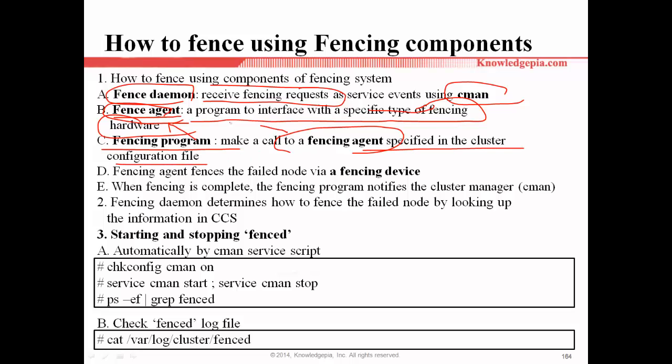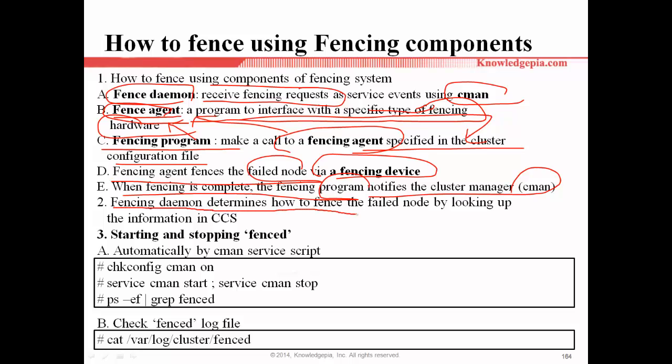Normally, if you select a fencing agent, it will be saved in the cluster configuration file, /etc/cluster/cluster.conf. Then the fencing agent fences the failed node via the fencing device. When the fencing is complete, the fencing program notifies the cluster manager, CMAN, and the fence daemon determines how to fence the failed node by looking up the information in CCS.